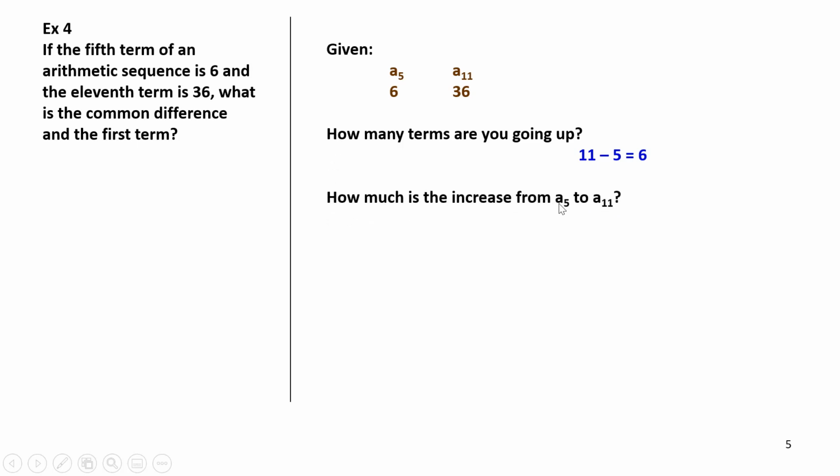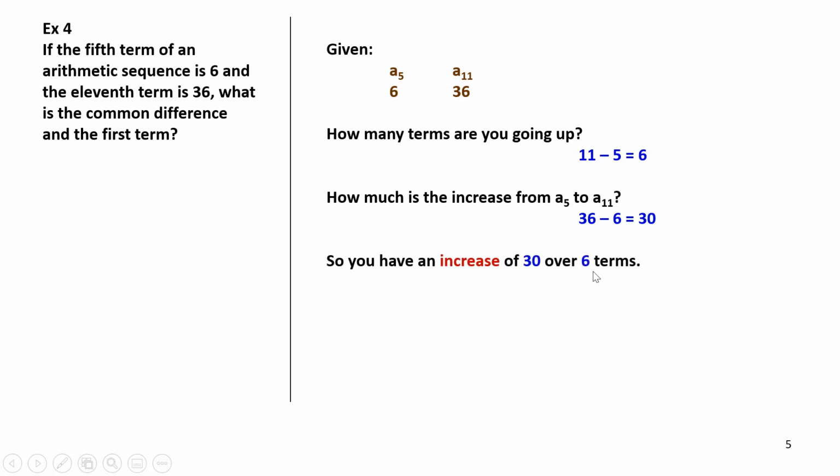what's the increase from term a sub 5 to term a sub 11? So I know I'm going up 6 terms, and I'm going up a total of 30 numbers, okay? So in those 6 terms I went up a total of 30 numbers. All I have to do is subtract the 6 from the 36. That means that I went up a total of 30 over 6 terms. Think about that. You went up 30 in 6 terms. How much did you go up for each term?